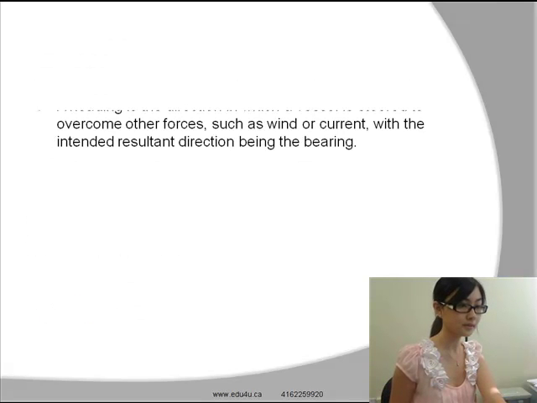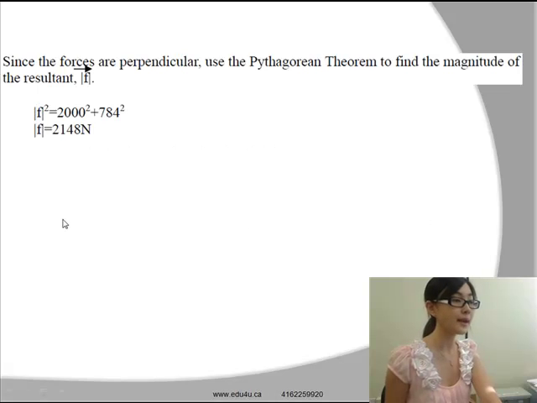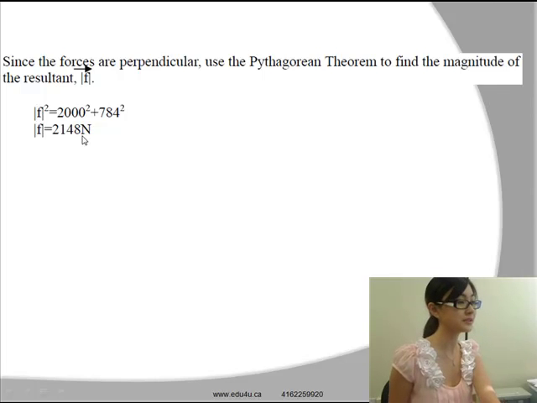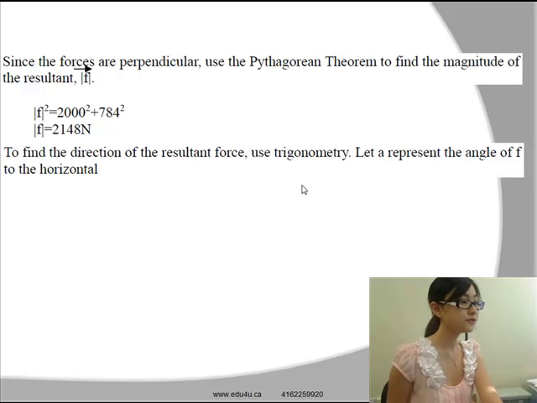So now that we have this diagram, it's easier to see what we should do next. We have to use the Pythagorean theorem, and we use it to find the magnitude of the resultant. So the magnitude of the resultant force squared is going to be 2,000 squared plus 784 squared. And that's going to give us 2,148 newtons for the magnitude of the resultant force.